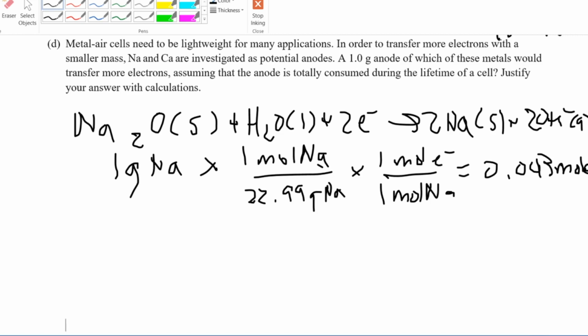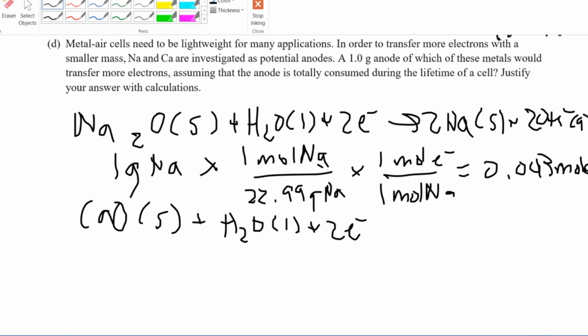Now let's look at calcium. Again, I have the problem next to me. You probably need to flip back to see that problem again. Let me see the table. Plus H2O liquid plus, I think it's also 2 electrons. Yes, it is. And calcium solid plus 2 OH minus aqueous.